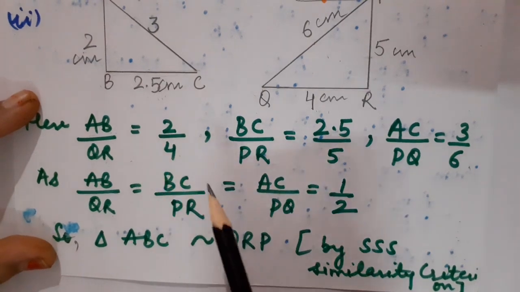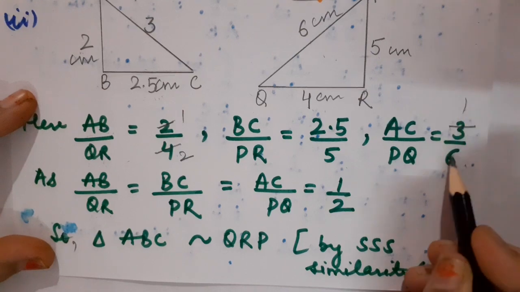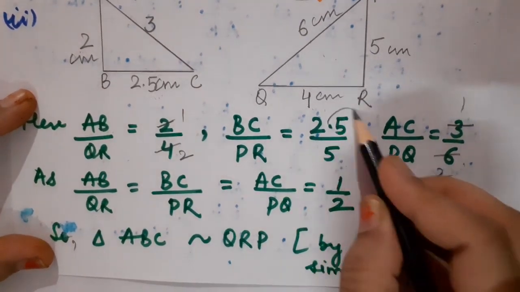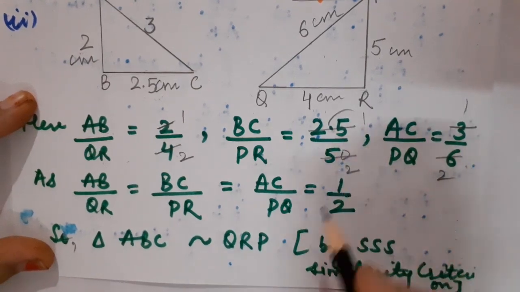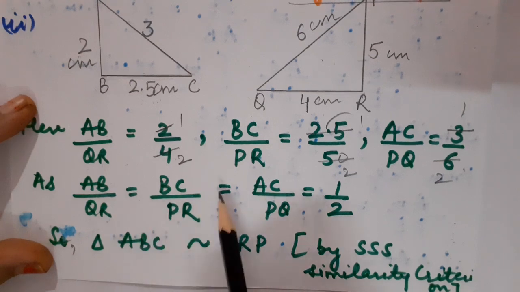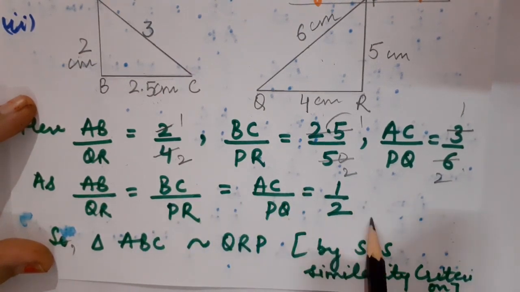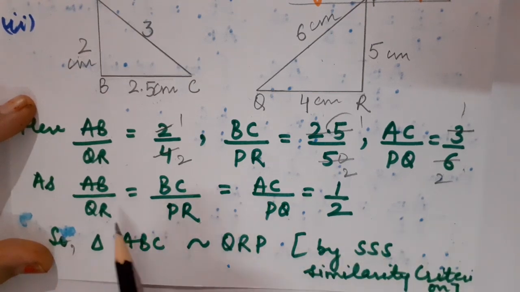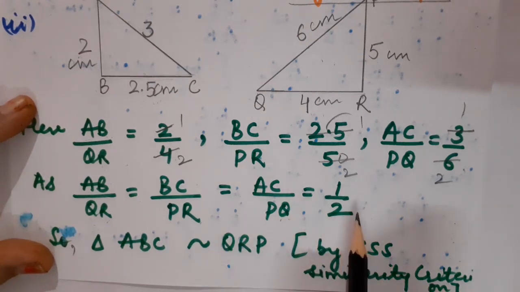So here what did I observe? If I cancel them, I will be getting half. Here also while cancelling I will be getting half. Here if I remove the decimal, again I get half. 25 ones are 25, twos are 50. Okay. So I have got AB upon QR is equal to BC upon PR is equal to AC upon PQ is equal to half. Now you have proved that the ratio of the corresponding sides is equal, that is equal to half.